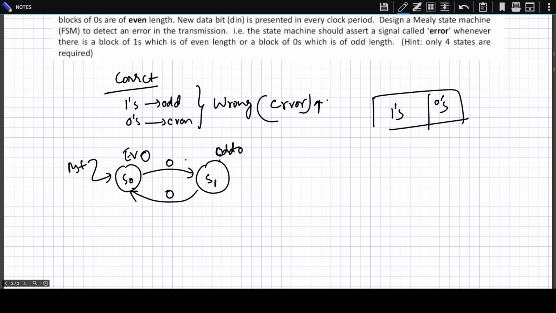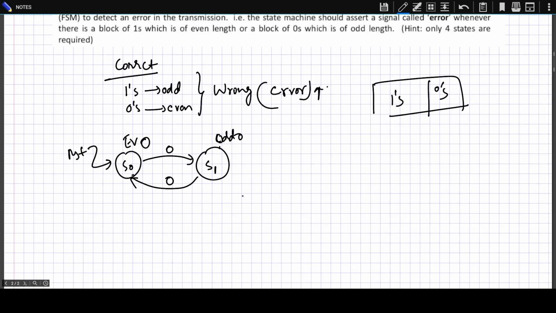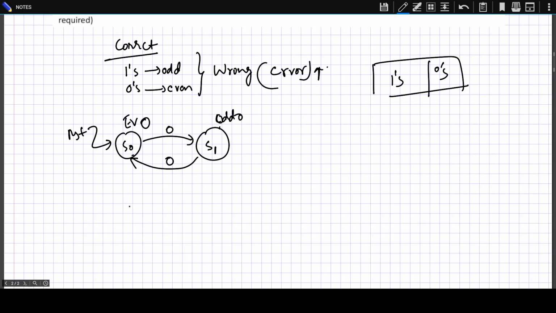Because now detecting the number of zeros is over, we would either end up in the even zero state or the odd zero state. Now we start receiving the blocks of ones. For that we need two more states, one representing an even number of ones and the other representing an odd number of ones. I'll write it below: even number of ones, and this state represents an odd number of ones. I'll name this S2, and this S3.